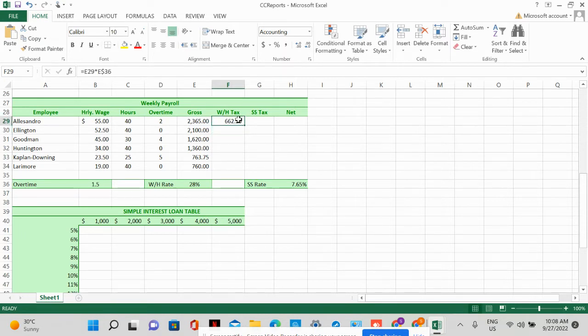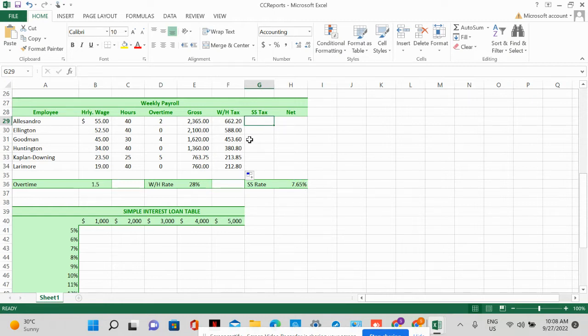So for the withholding tax rate, this is the absolute cell reference. Now for social security, it's going to be this cell reference.